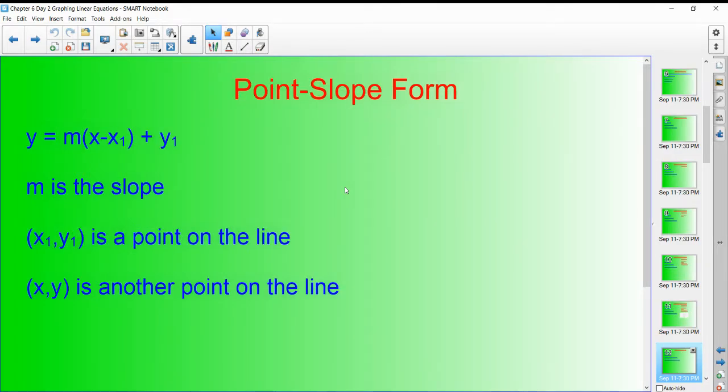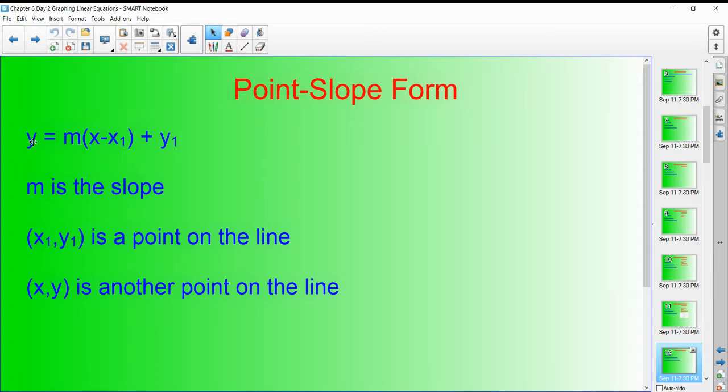Now, point slope form gives me slightly different information. So point slope form still gives me my slope, but then gives me a point, and it doesn't have to be the y-intercept. So the last one, slope-intercept form, was very specific. It gave me the intercept. This one gives me just any point. So x1, y1 is any point on the line. I like using this form if they give me a graph, because sometimes I'm too lazy to find the y-intercept. I just like any point.